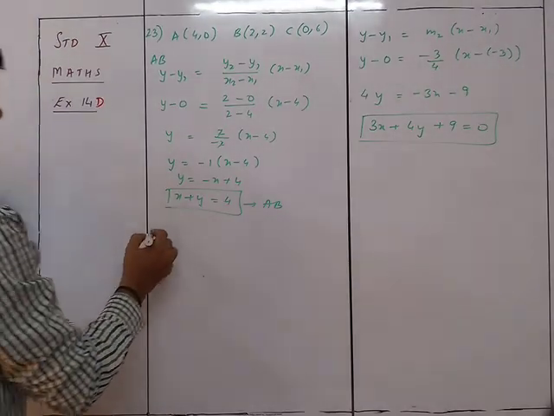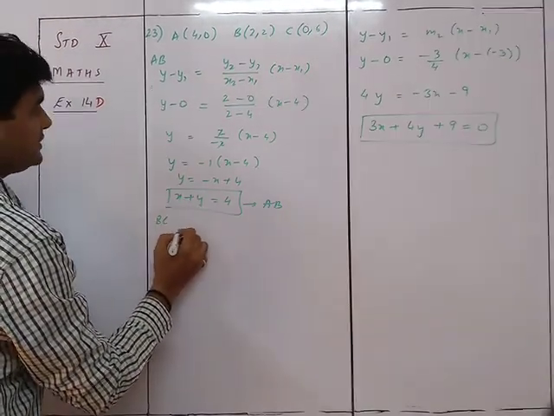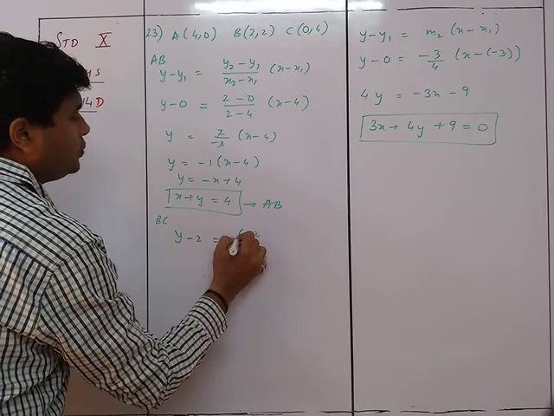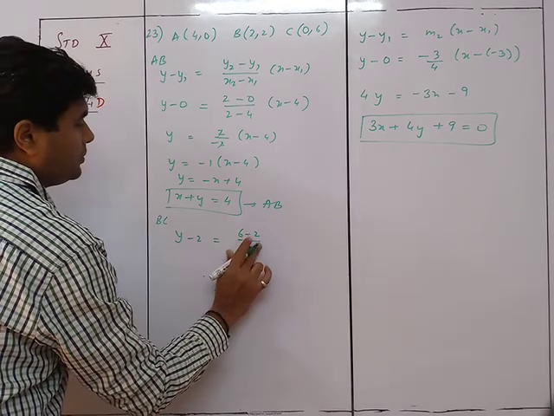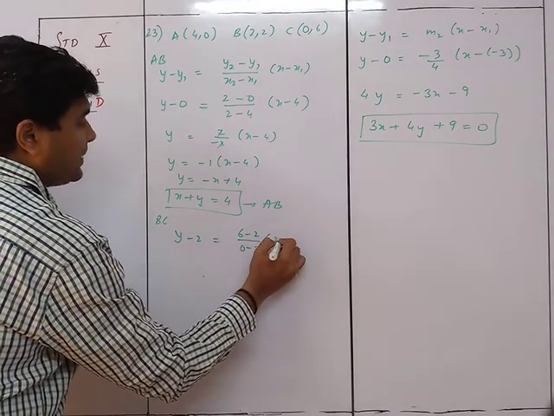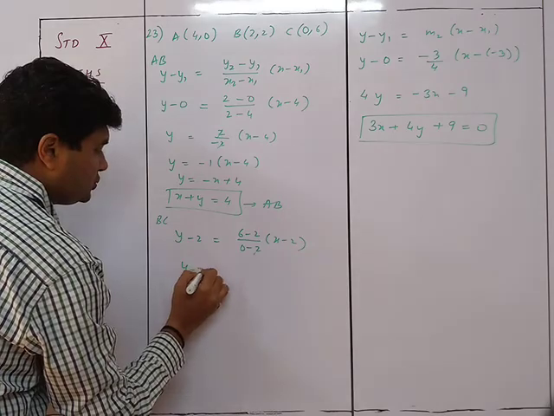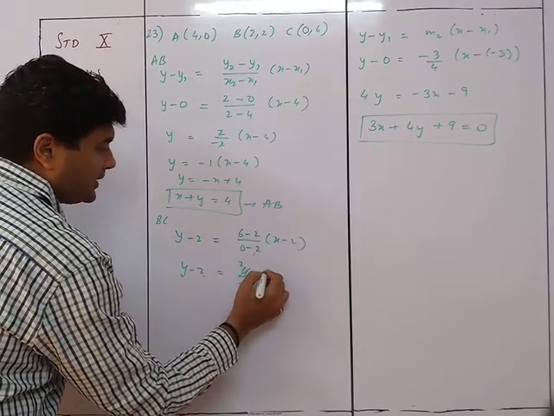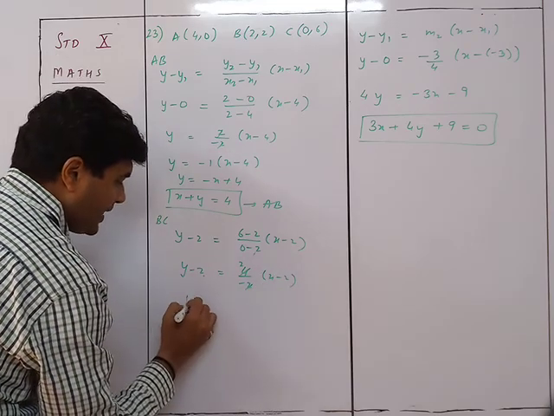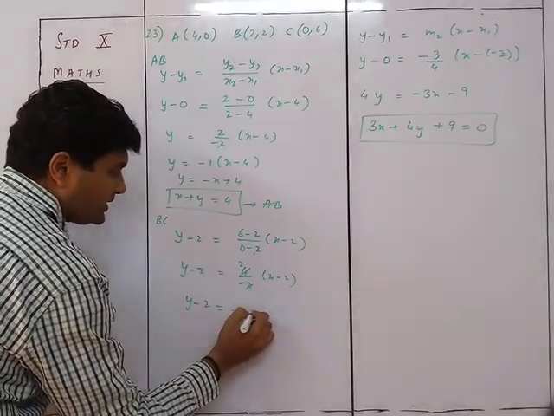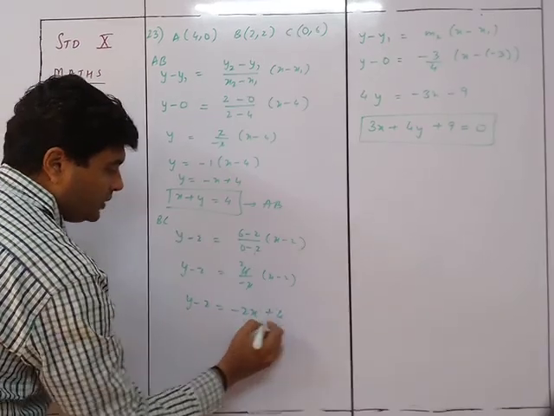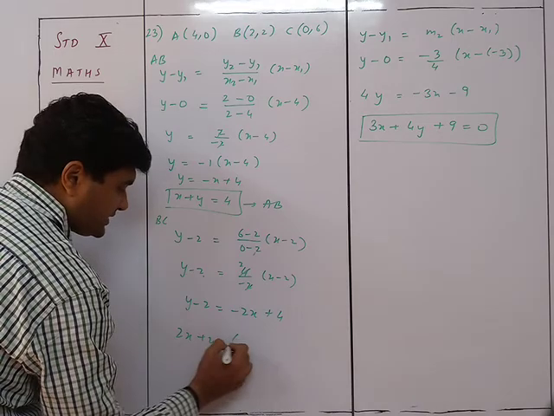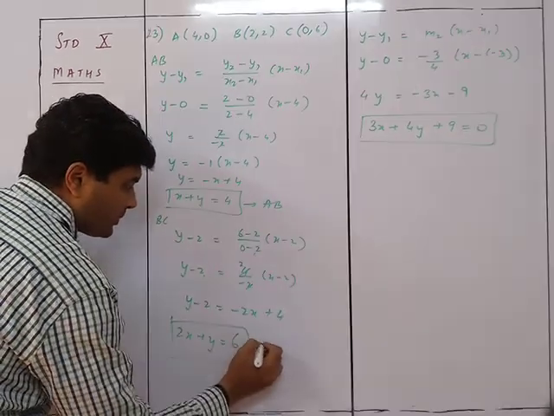We now want BC. So BC will be given as y minus 2 is equal to (6 minus 2) upon (0 minus 2) into x minus 2. So that will be y minus 2 is equal to 4 upon minus 2, that will give me minus 2, into x minus 2. That is y minus 2 is equal to minus 2x plus 4. So that gives me 2x plus y is equal to 6. That's the equation for BC.